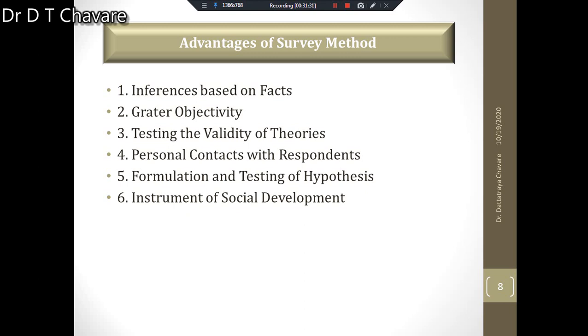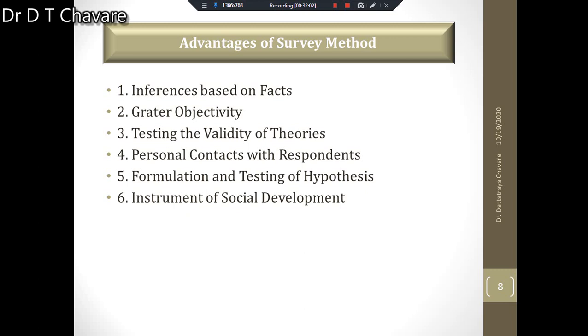Then third advantage is also there, testing the validity of theories. Survey method is of immense use for testing the validity of theories. Often a survey leads to the results established through theoretical interpretation. It means that testing and validity of theories is also possible under survey method. And this is also the advantage of the survey method.